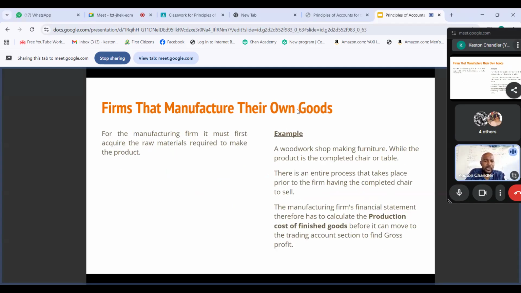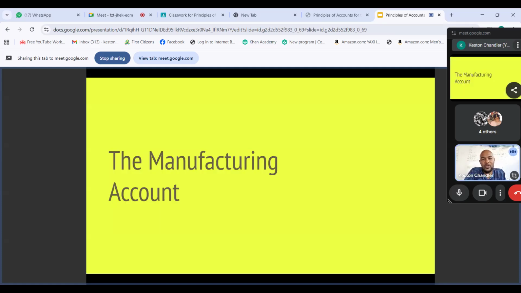Now, firms that manufacture their own goods, like a woodwork shop making furniture, are going to have an entire process to produce a completed product, which could be a chair or table, right? Now, in the manufacturing firm's financial statement, instead of having purchases as in the trading account, where a trading firm will purchase the ready-made goods, the finished goods, to sell over, in our manufacturing firm we have to calculate what the production cost of finished goods is before we can put it in the trading account. Right? And this is necessary to find our gross profit.